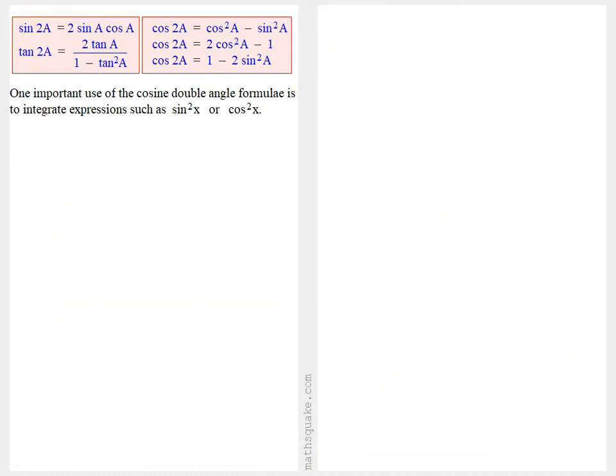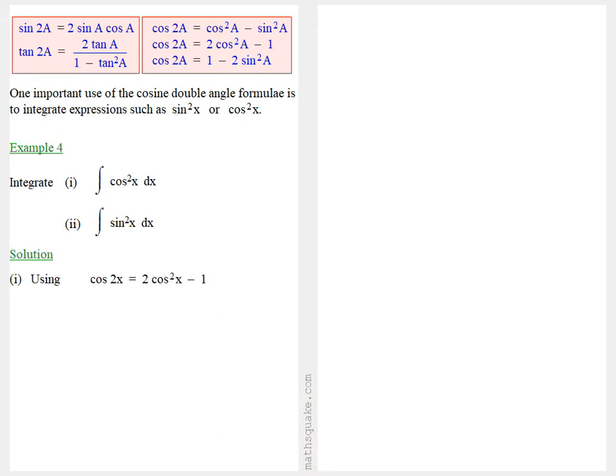One important use of the cosine double angle formulae is to integrate expressions such as sine squared x or cos squared x. We can see this in the following example, example 4. In part 1 we're asked to integrate cos squared x dx. Well, to do this we can use the fact that cos 2x is equal to 2 cos squared x minus 1, and that can be rearranged as 2 cos squared x equals cos 2x plus 1, or cos squared x equals a half into cos 2x plus 1.